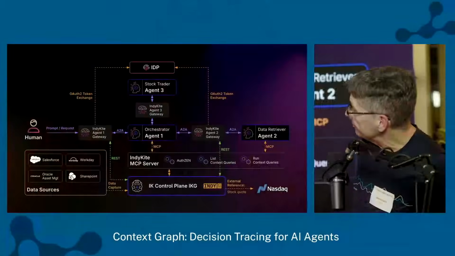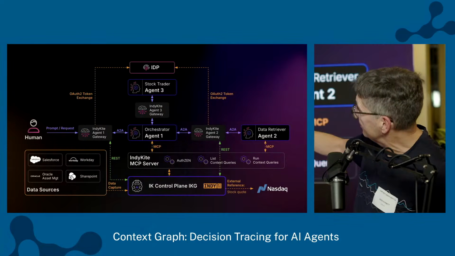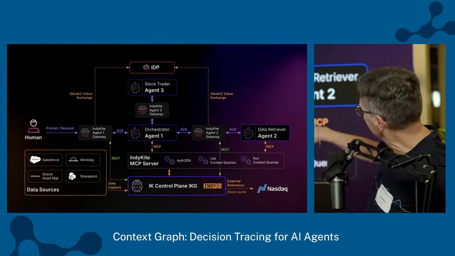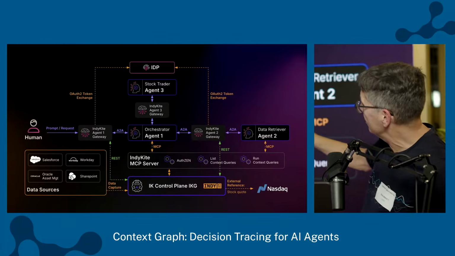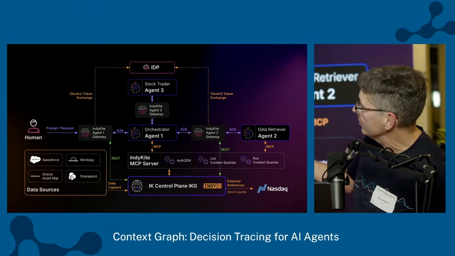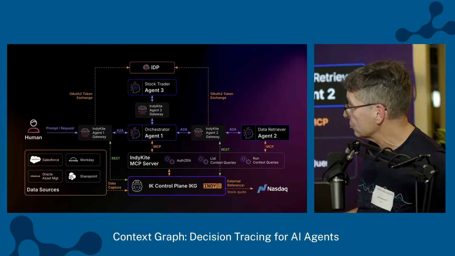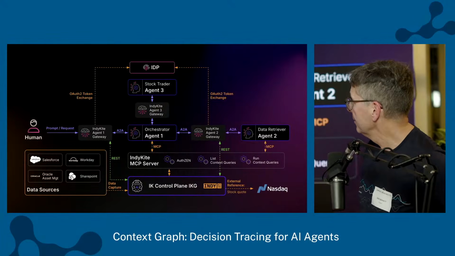If I move over to the left edge, we've got a human, and then an agent gateway, an orchestrator agent, another gateway, and a retriever. Our user is going to try to get things from them, and we're going to use the Indykite agent gateway to make sure it's the right user in the right workflow, calling the right things.